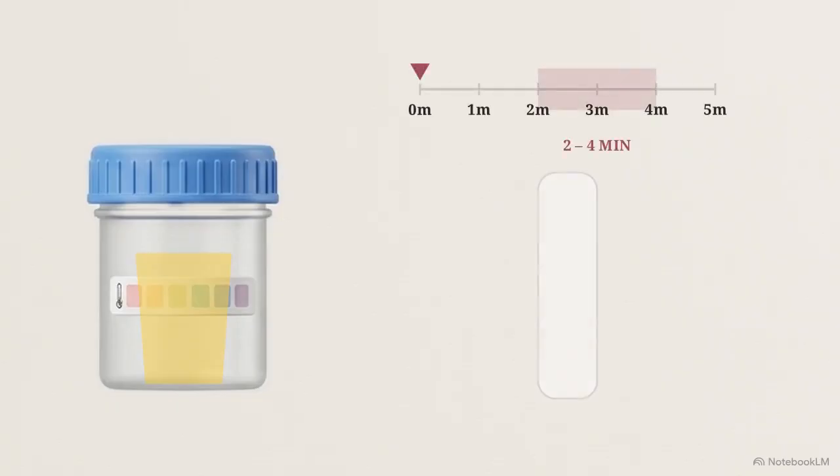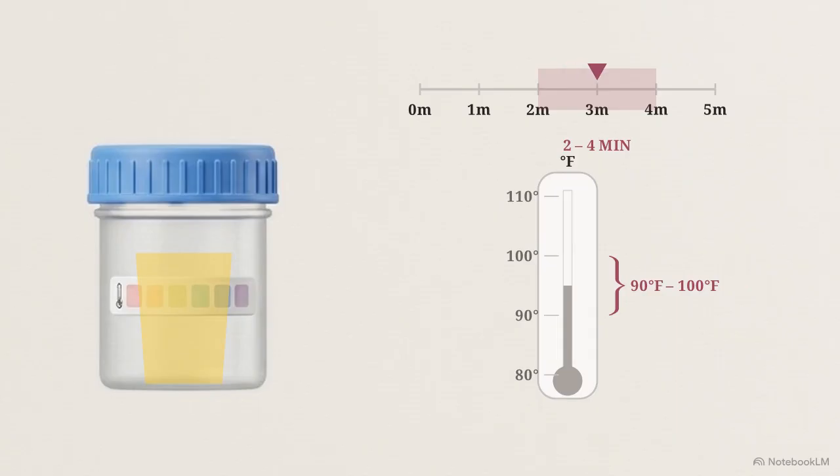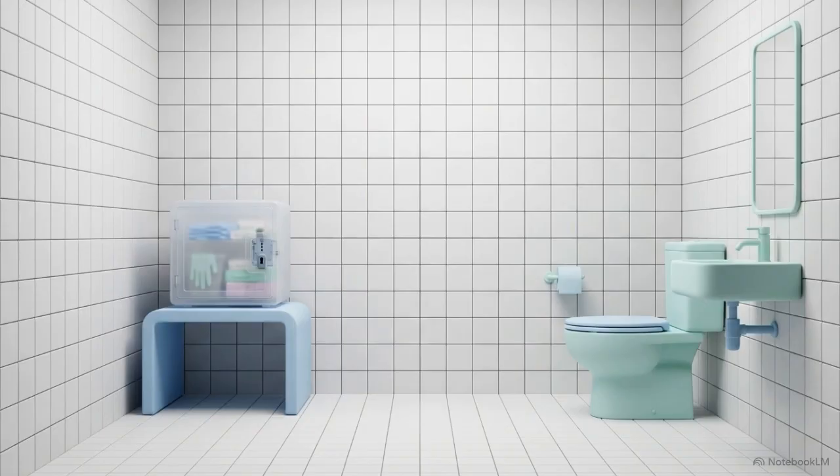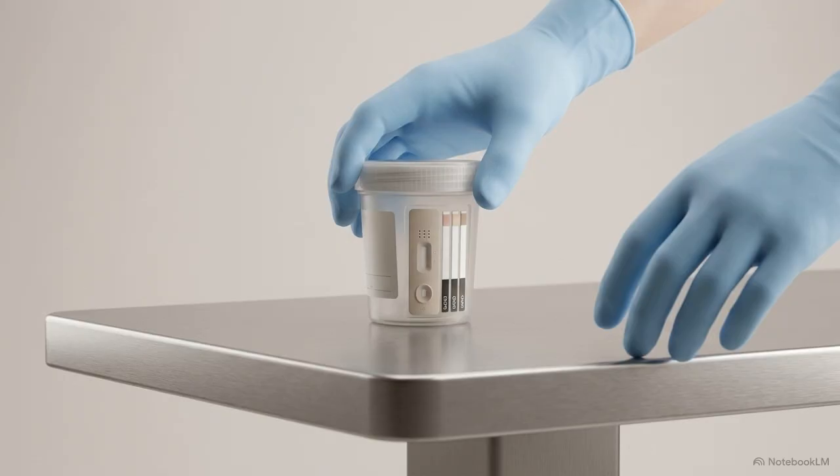Once the sample is provided, check the temperature strip on the cup within 2 to 4 minutes. A valid, unadulterated sample will register between 90 and 100 degrees Fahrenheit. By following these pre-checks and controlling the collection environment, you eliminate the physical variables that most frequently ruin a test result before the testing even begins.